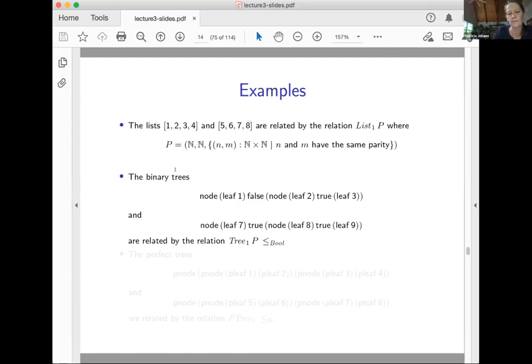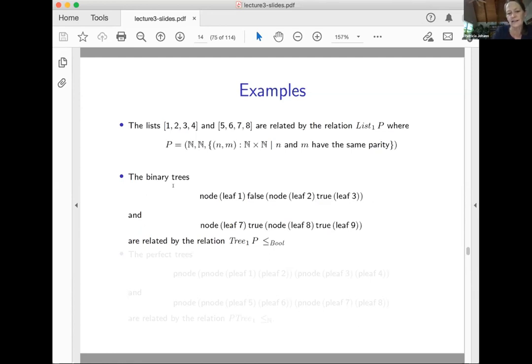So suppose I looked at a couple of binary trees from this tree type that we had last time. Then I claimed that this tree and this tree are related by the relational interpretation of tree applied to, I need two relations, right? One for A and one for B, because remember these were trees with A data at the leaves and B data at the nodes. So I have to give you a relation for A data and B data. For the A data, the leaf data, I'm going to use the same P, this parity relation. And for the node data, I'm going to use just the standard ordering on bool.